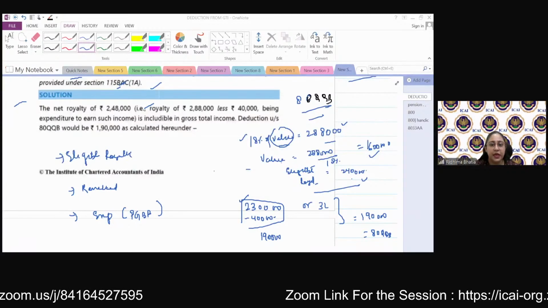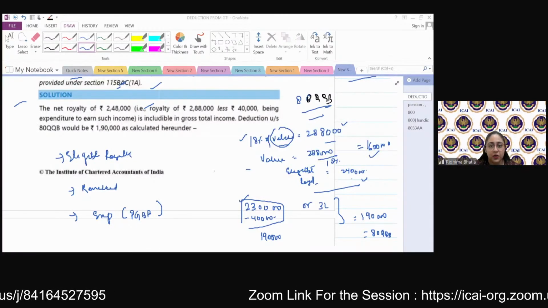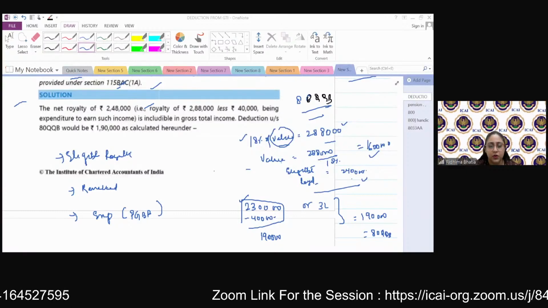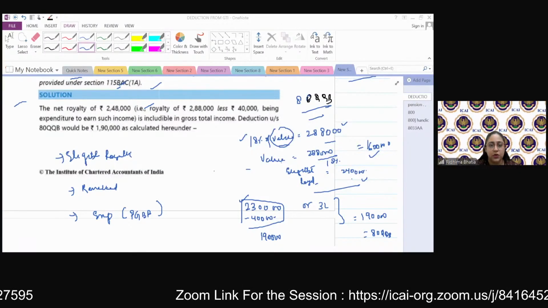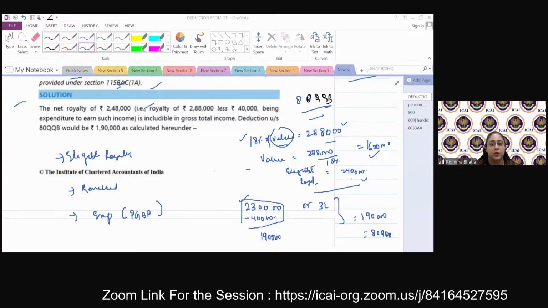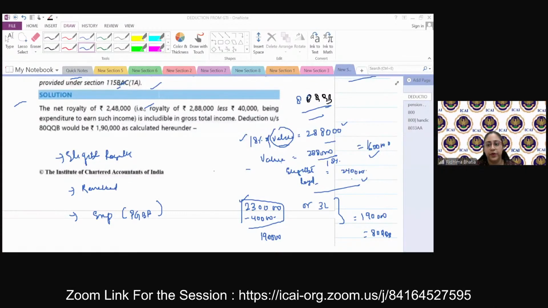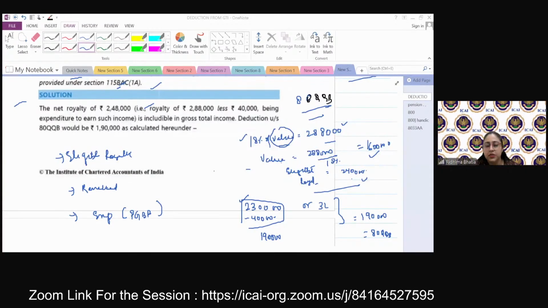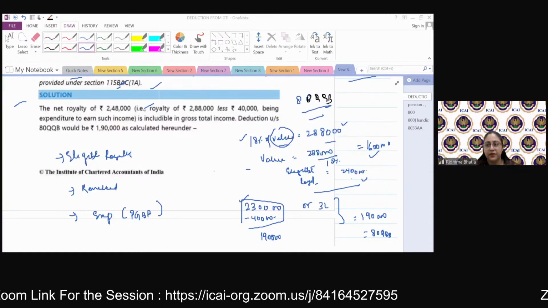Any doubt in 80QQB? Mohammad Abdan, is it clear now? Sushil? Perfect. Ajay sir, should we start the live interactive session?